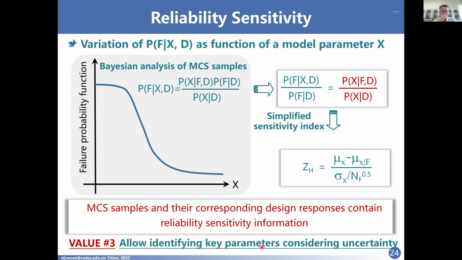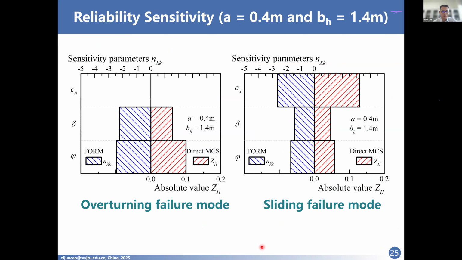This slide shows the rank of sensitivity of failure probability over different uncertain parameters in the gravity wall example. As for the overturning and sliding failure modes, the most sensitive parameters are respectively the effective angle of friction and the adhesion between the wall base and the soil, which are consistent with the iteration. Post-analysis of Monte Carlo samples provides correct parameter sensitivity information.